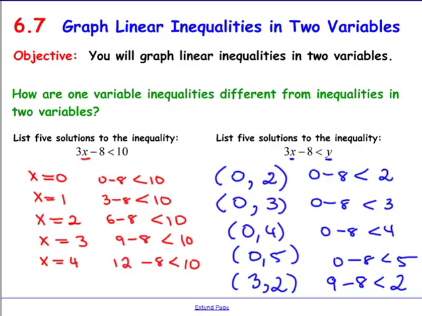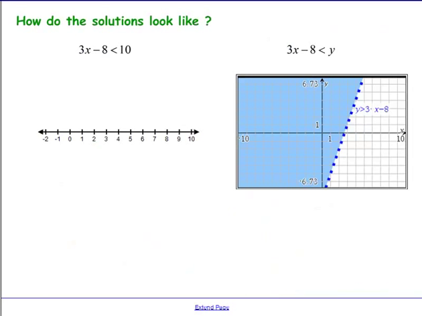So now we're going to take a look at what they look like when we draw the solution. If we were to graph the solution to this inequality, I would solve this first, and I would get 3x is less than 18, which means that x is less than 6. So I would draw an open circle, and I would shade in everything to the left. So all of these numbers are solutions.